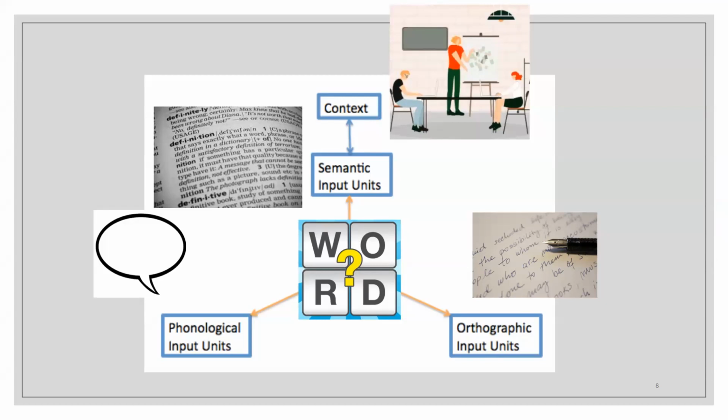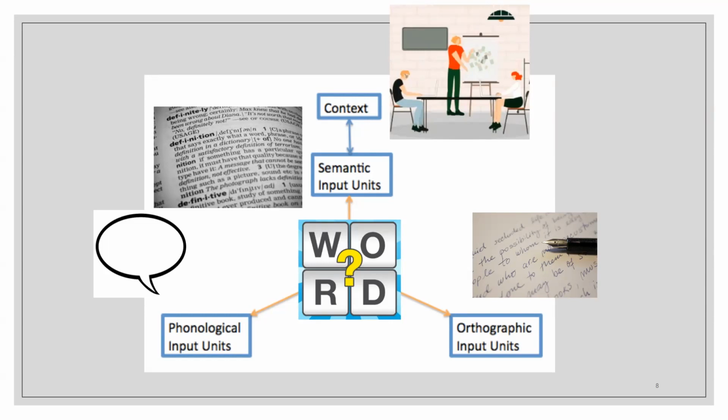Phonological units, that's how the word is pronounced. Okay. And if you watch a lot of maybe BBC shows, you might know multiple pronunciations for a word. If you grew up in a small rural area and then moved to a larger city, you might be aware of multiple pronunciations of a word.